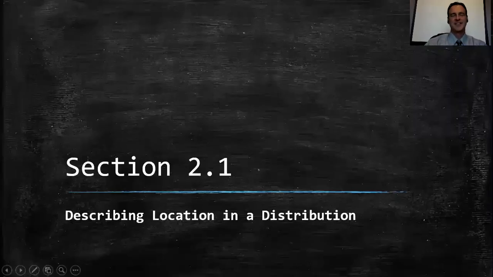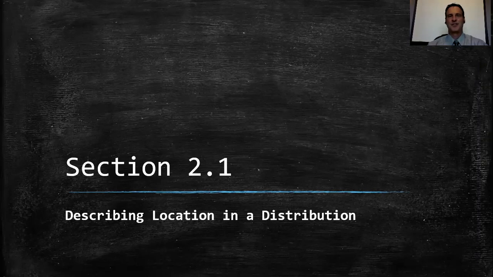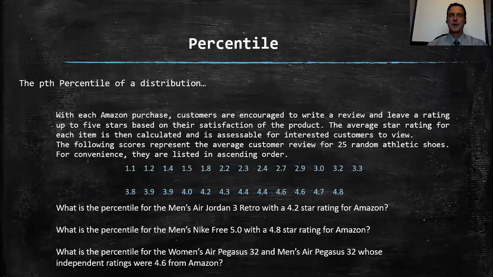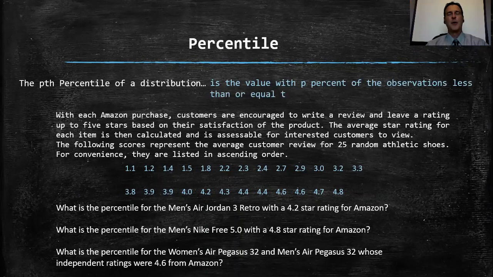Hello, AP Statistics. This is section 2.1, describing location in a distribution. All right, so the first thing we're going to talk about is percentile of a distribution. That, by definition, is the value with p% of the observations less than or equal to the respective value.